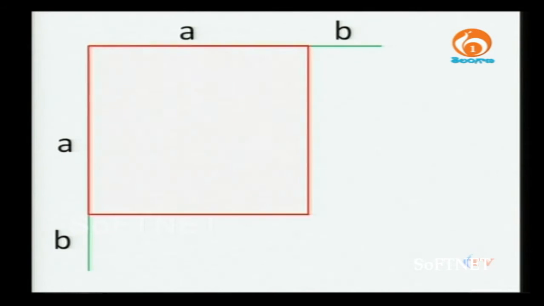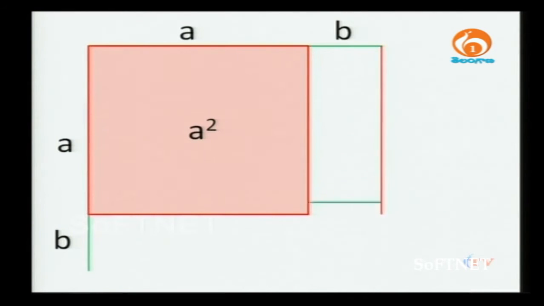Now, it is A, B, again A, B. We can observe that these are of the same length. A square is formed whose area is A square.